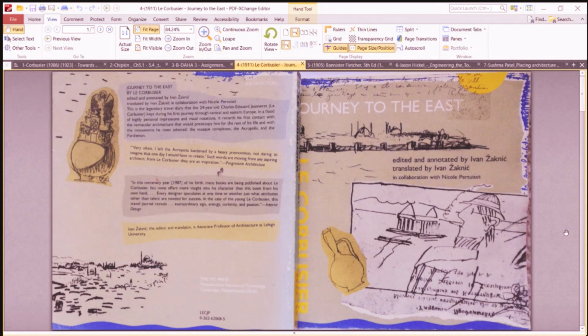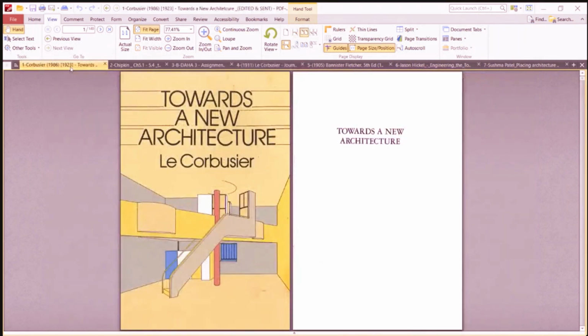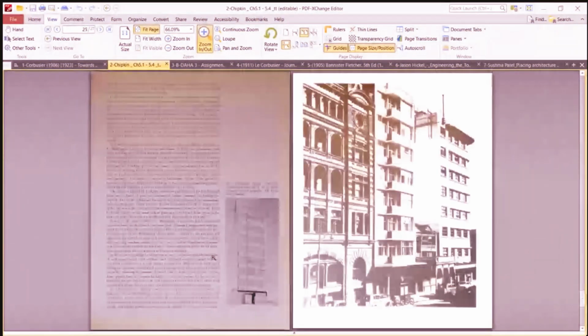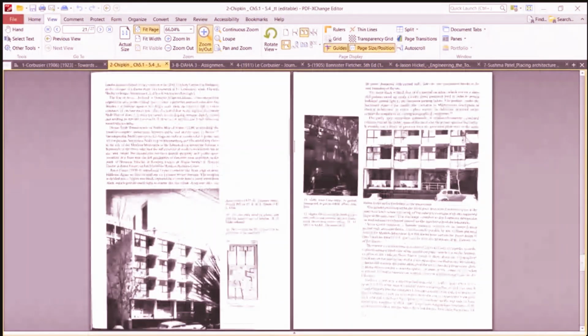Because this is the canon, if you remember how I described a canon. A canon is the authorized version. It is the official rubber-stamped version. And this is the official version of architecture, right? As Chipkin points out, this is the official version of the story of modernism as it emerges in the 20s and 30s in Johannesburg, right? You are very comfortable with that story.